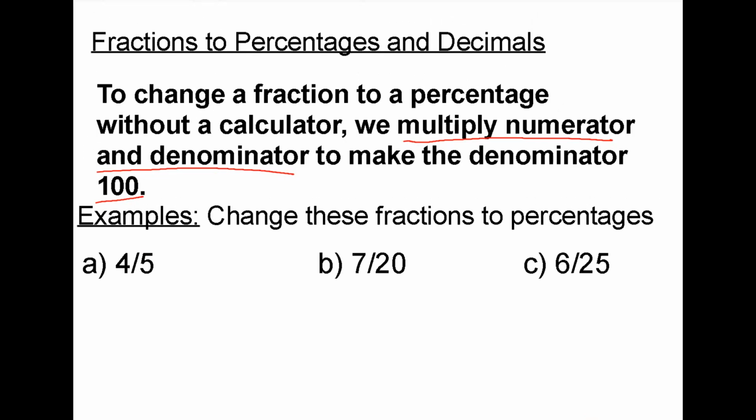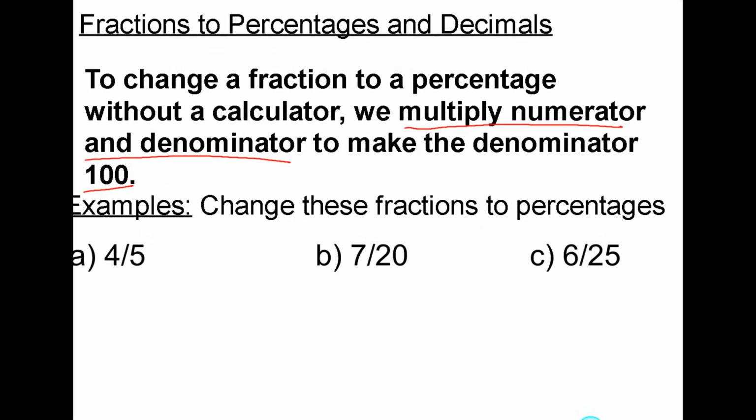As we can see here, we have some fractions where the denominators are all factors of 100, which is generally what we have when we don't have a calculator to work with. So for A, we have 4/5. What I'm going to do is multiply the numerator and the denominator, so 4 being the numerator, 5 being the denominator, by the number that will make 5 into 100, which is 20, because 5 times 20 is 100.